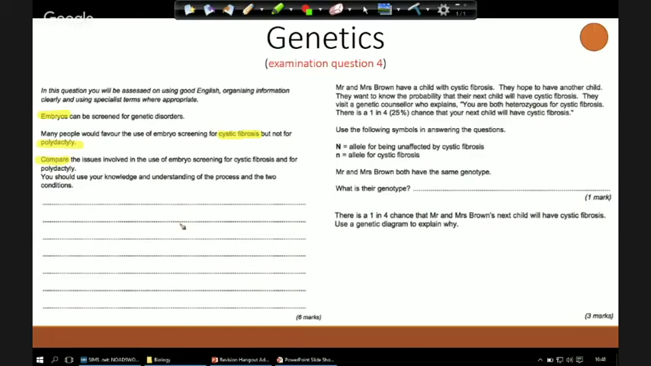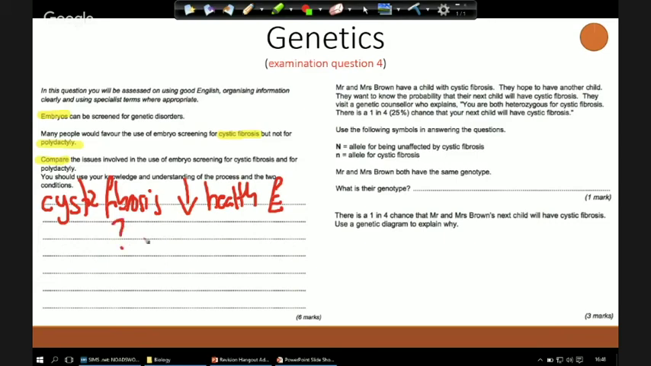Well, again, we might get some of the following. If we're talking about cystic fibrosis, we could be talking about reducing the number of people with it. It's a very serious health condition. Again, it will have cost implications. Screening it will give the parents some consideration about whether or not they should terminate the embryo.